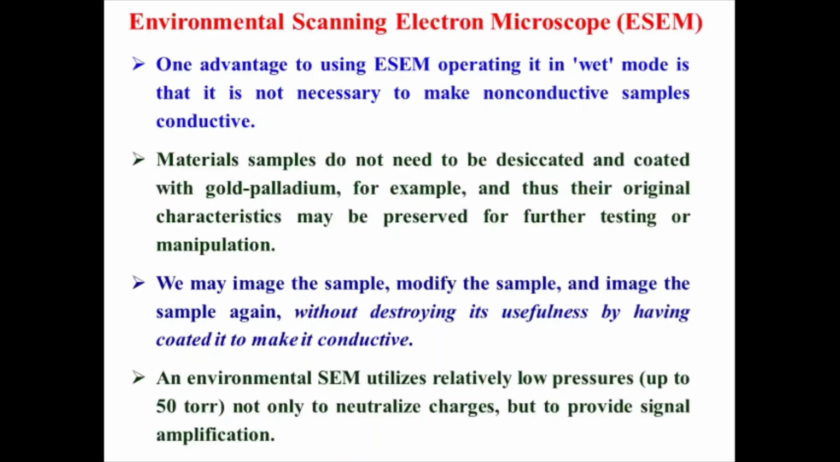So in the environmental scanning electron microscope, the rest of the things are the same. You require an electron source, lenses, focusing lenses, scanning lenses. Only the sample chamber is at nearly atmospheric pressure. It is not at 760 millimeter of Hg or 760 torr or 1000 millibar. It is nearly, meaning it can be 10 torr, 1 torr, 0.1 torr, depending on the kind of sample.